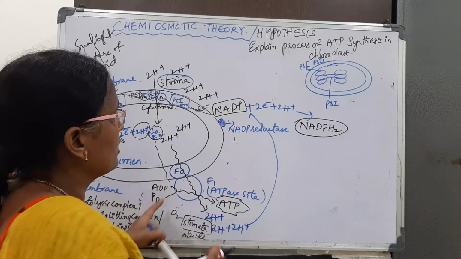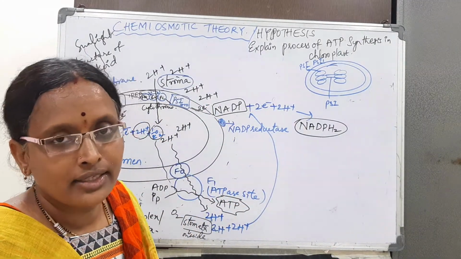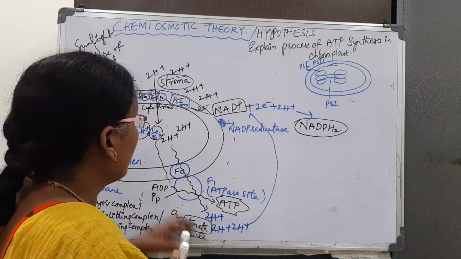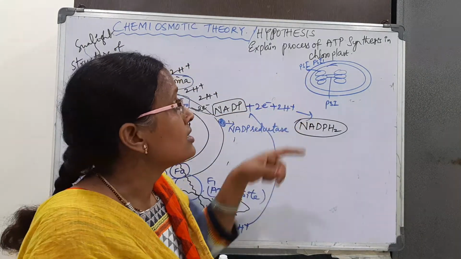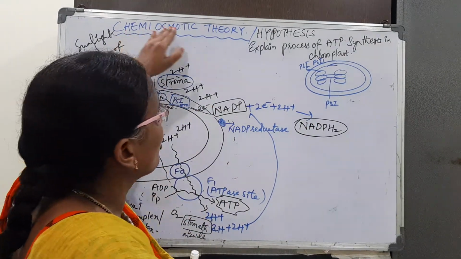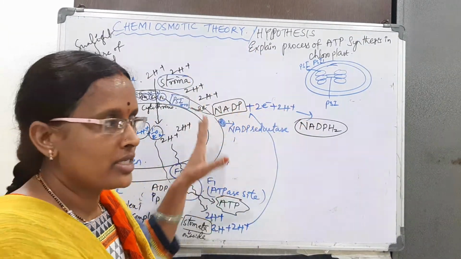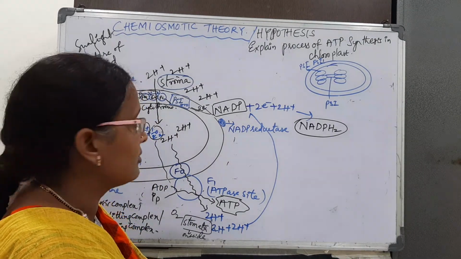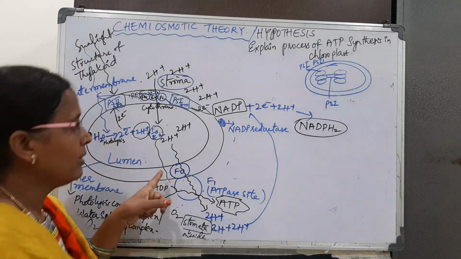So where are this ATP and NADPH2 synthesized? Outside the lumen, outside the thylakoid, in the stroma. This whole structure explains how ATP is synthesized in the chloroplast, and that process is known as the chemiosmotic theory or chemiosmotic hypothesis. Once again, first the structure of the thylakoid: it consists of two membranes, an outer membrane and an inner membrane.